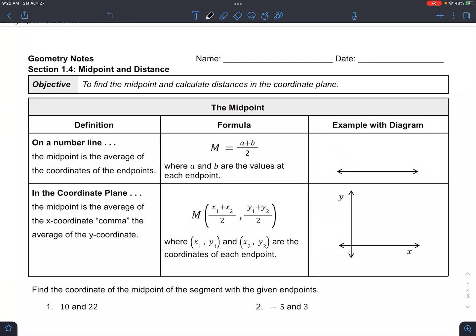Okay, we have a quick bit of notes to discuss. So, first, the midpoint. This is for actually calculating the midpoint and getting a number for it. Oftentimes in this class, we'll have midpoints and they'll just be parts of diagrams. But now we're going to actually calculate it. So, two different ways. If it's on a number line, it's just the average of those points.